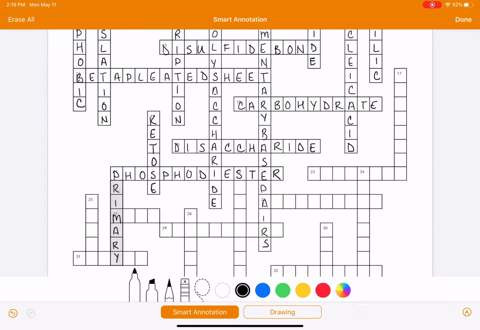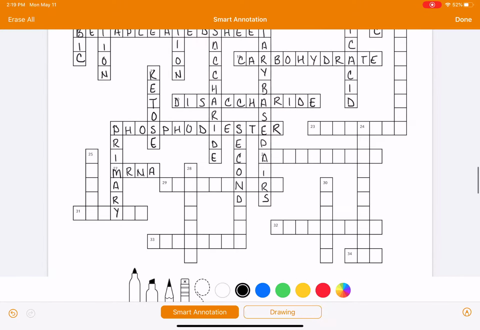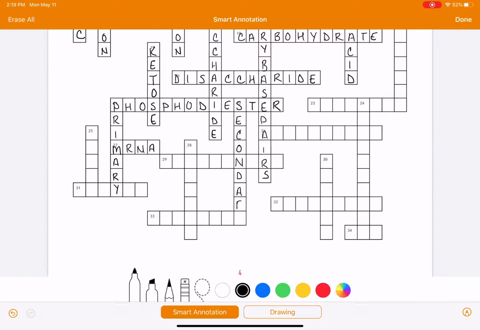27 across, instructions for protein synthesis. That is the mRNA. They carry the instructions. 22 down, this type of structure comes from hydrogen bonding between amino acids. Hydrogen bonding between amino acids is the secondary structure. 33 across, this type of structure is a compact shape of a peptide or protein caused by interactions between the R groups. That is tertiary.